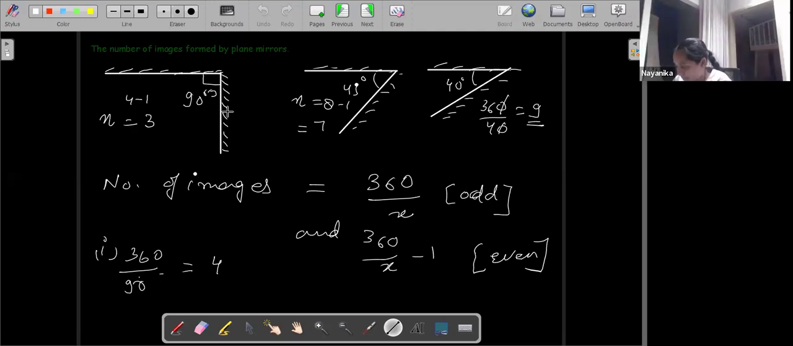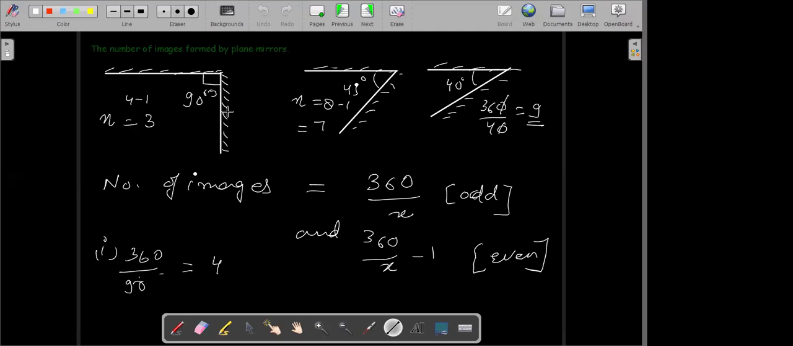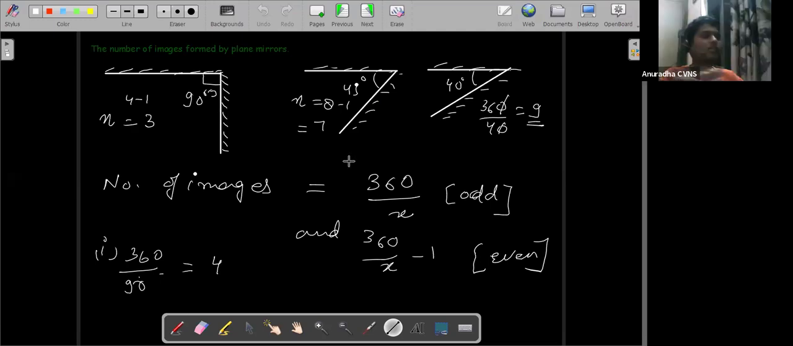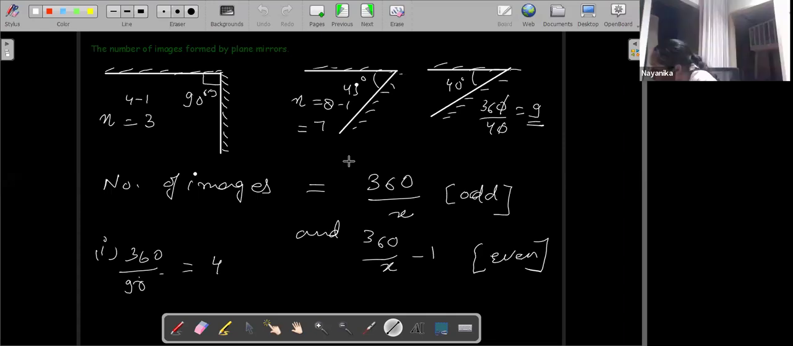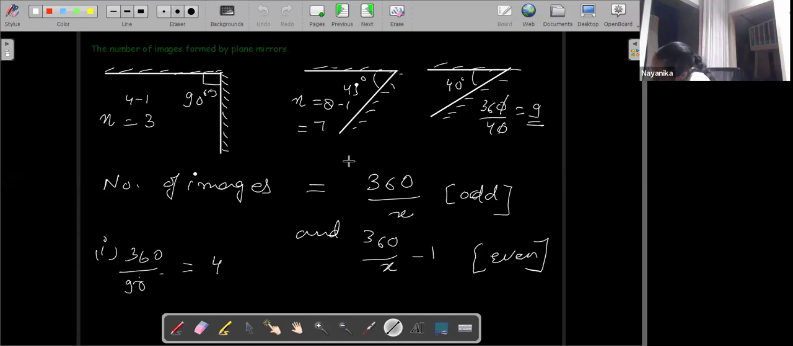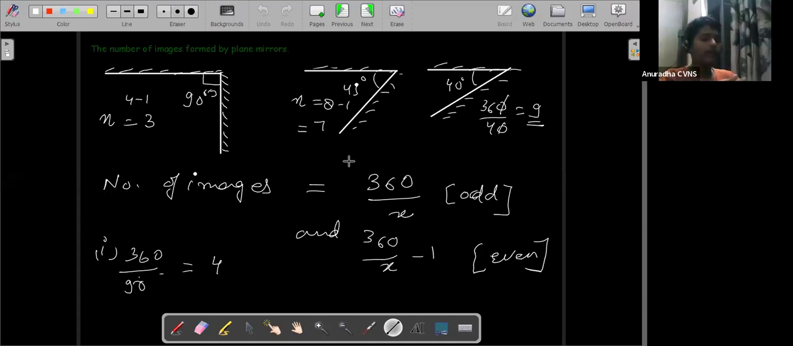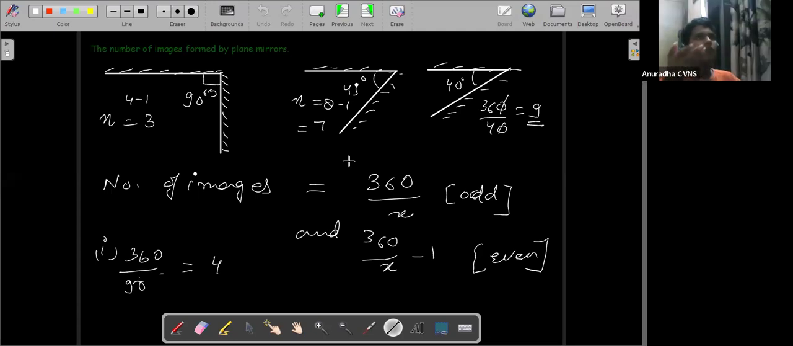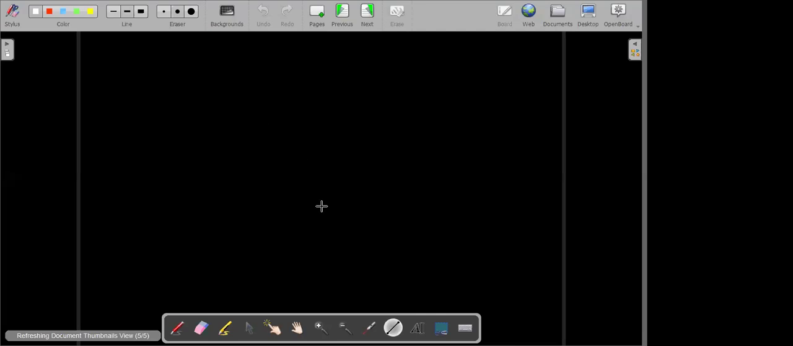I have a doubt, sir. Yes, please. If we see 180 degrees and 360 degrees, they will look similar, no sir? Like 180 degrees is a straight line and 360 degrees is also a kind of straight line. You will see them similar. So how can the number of images be different, sir?